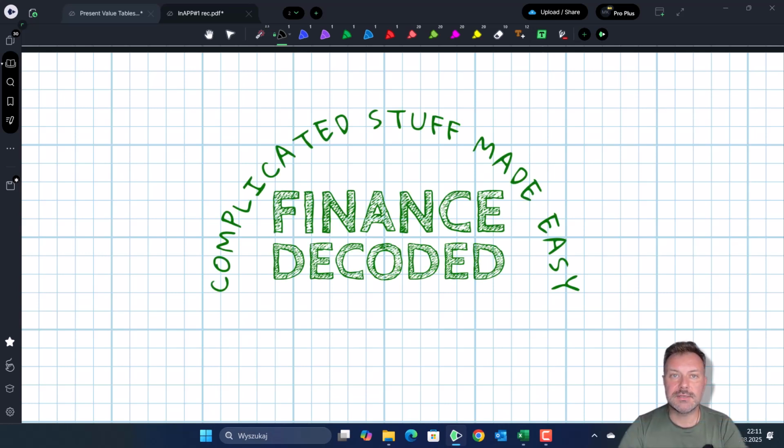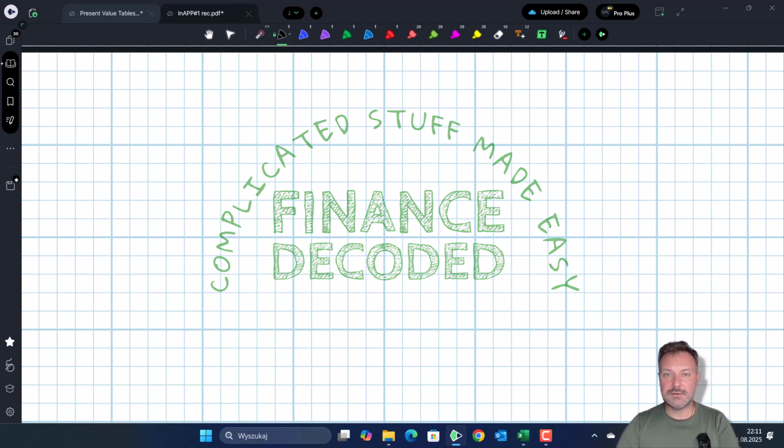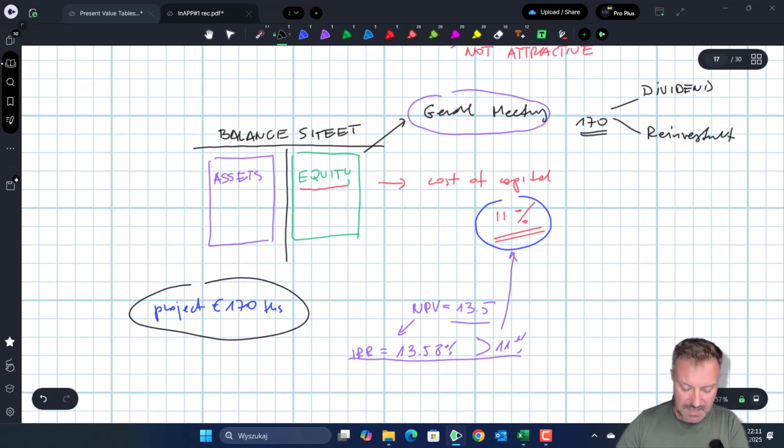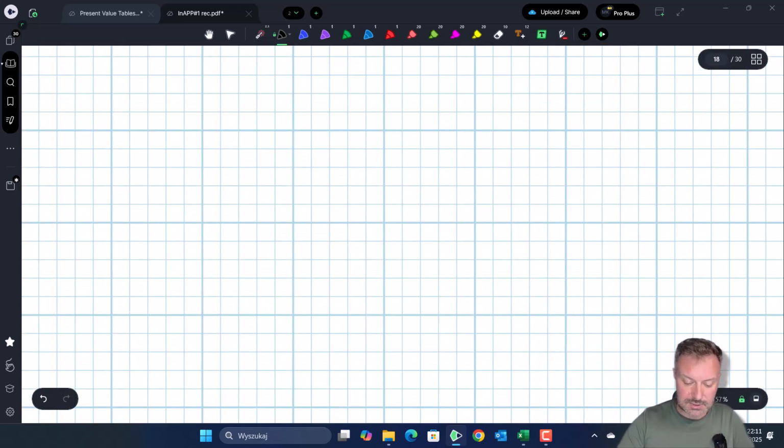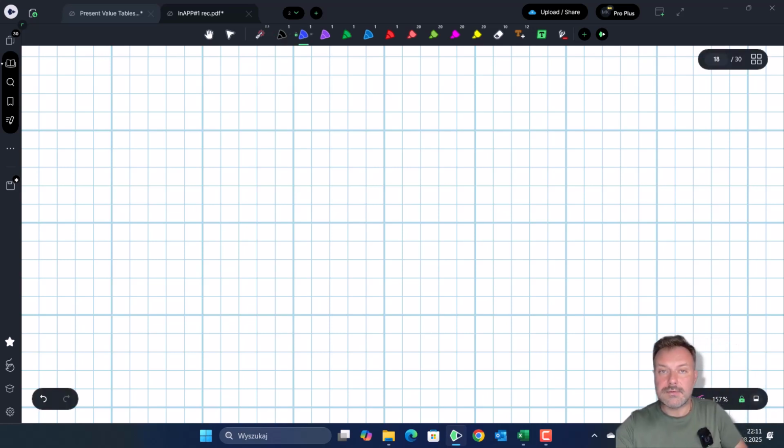Let us now focus on the pros and cons of the internal rate of return as a measure of financial attractiveness of the project. It looks like a very elegant and nice way to measure financial attractiveness, because what is needed is just the IRR of the project, which is compared with the cost of capital. Well, unfortunately, it's not so easy because there are certain drawbacks connected with the use of internal rate of return, and I want us to discuss them briefly right now.